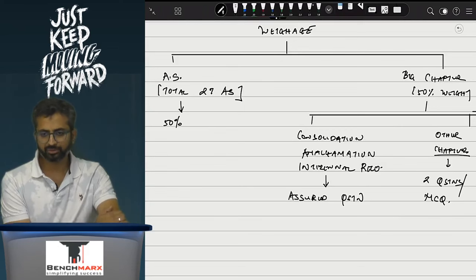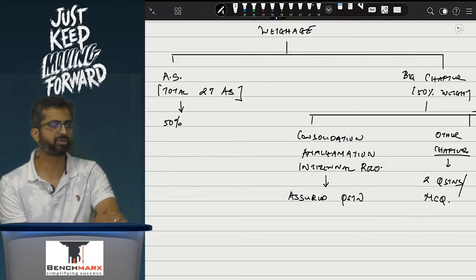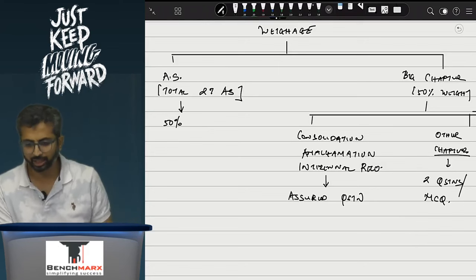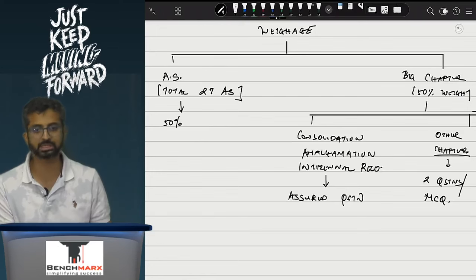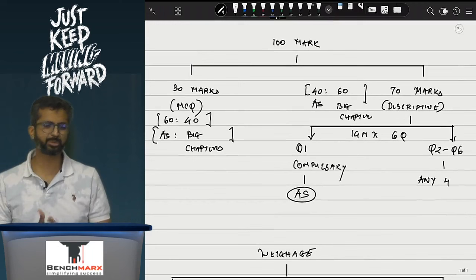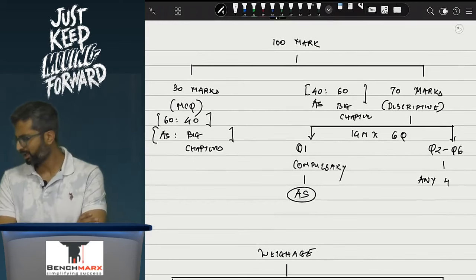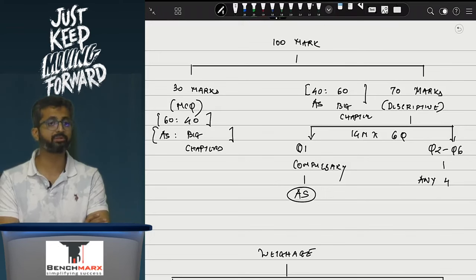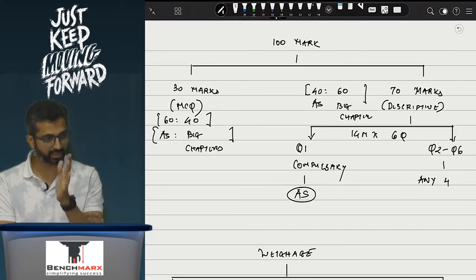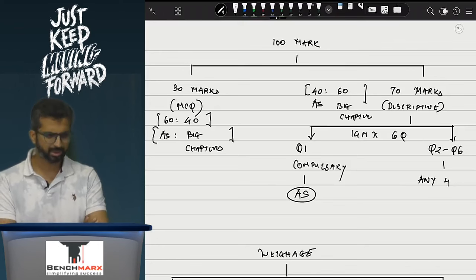Are we clear with this? Yes. So this is your overall understanding and overall overview of your advanced accounting. Any problem till now? No? Okay. So in today's class, we'll do absolute basics only. We'll just do a basic introduction, and from probably later today or maybe from tomorrow, we will be jumping into, let us say, the actual chapters.